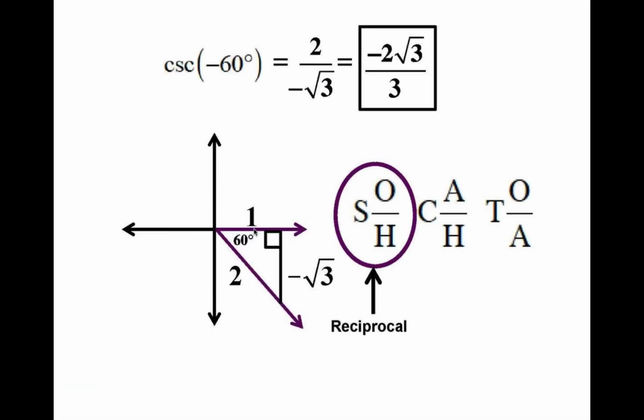Okay, so for D, going in the negative direction, this would be 60 degrees. Opposite the 60 is √3. Adjacent is 1. Opposite the hidden 30. And then the hypotenuse is 2. Right is positive, down is negative. You're looking for cosecant, which is the reciprocal of sine, so it's h over o. The hypotenuse is 2. Opposite the 60 was negative √3. And then you rationalize and get negative 2√3 over 3.